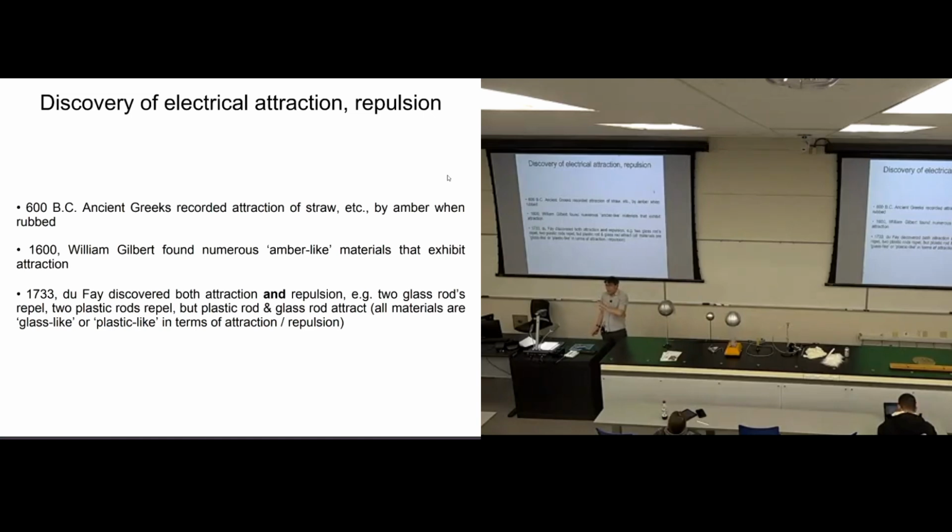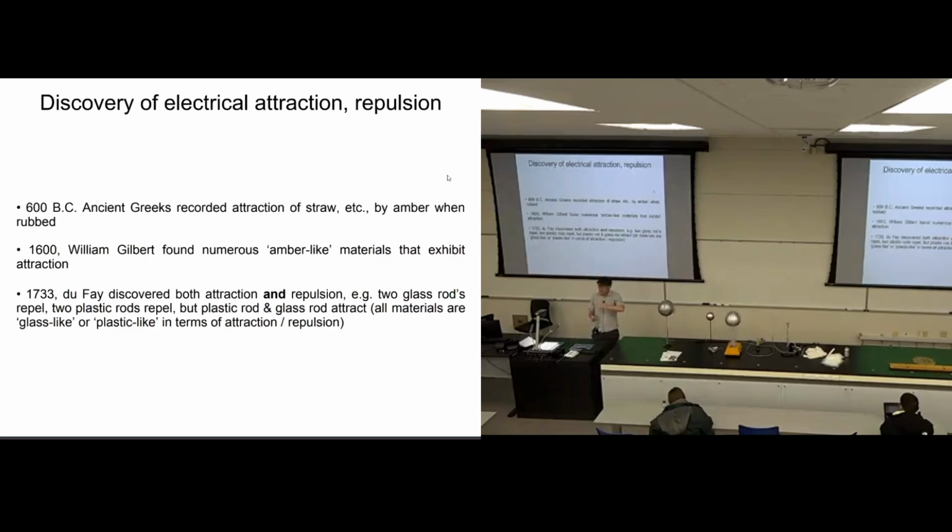Big breakthrough. And it was discovered that there are basically two types of materials. I'm going to call them glass-like materials and plastic-like materials, because glass and plastic are examples of these two categories of materials. And like materials, so two glass-like materials, or two plastic-like materials, if you rub them, they repel each other. If you rub a glass material and a plastic material, those two will attract each other.